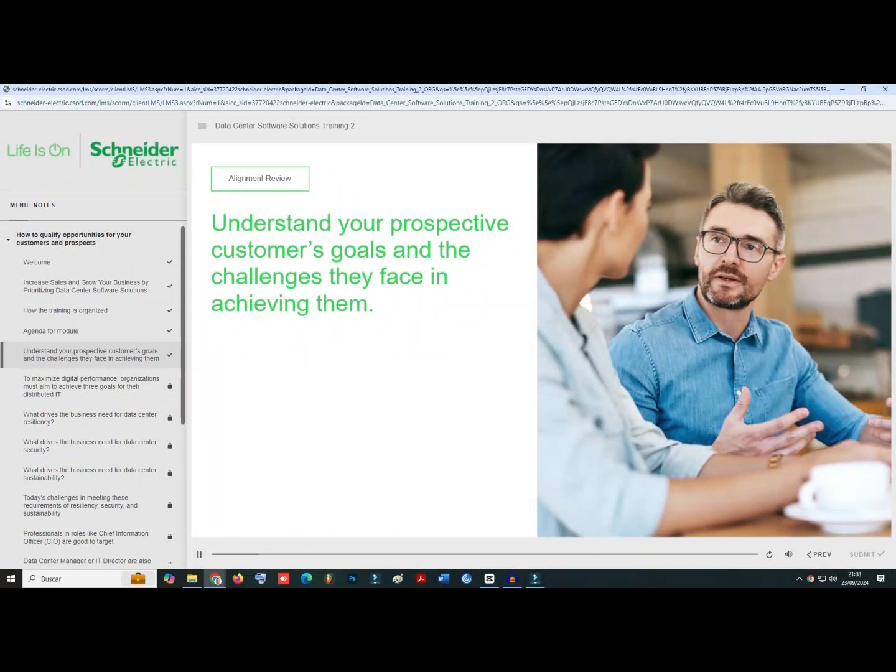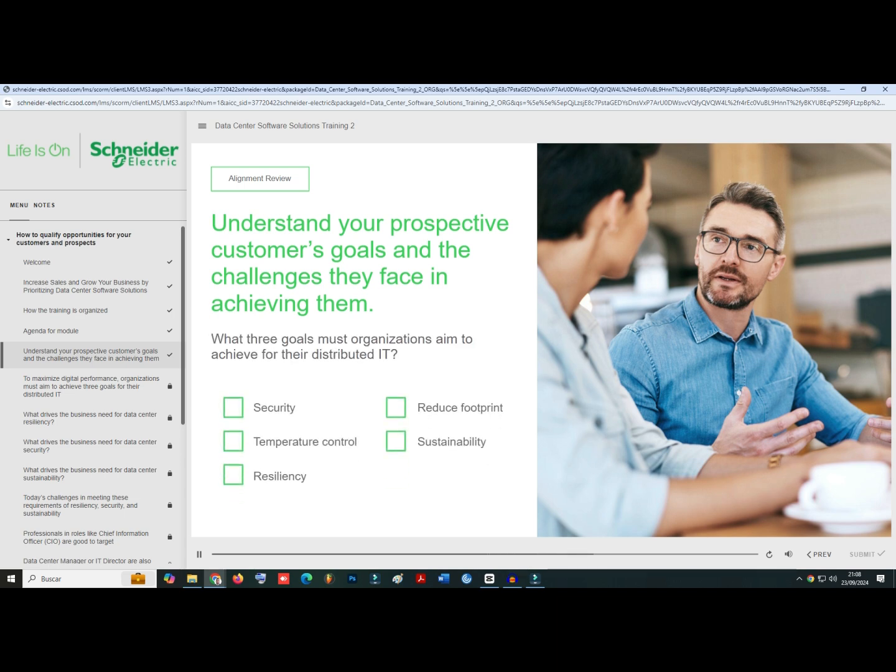As in any sales process, the first step is to understand your prospective customers' goals and the challenges they face in trying to achieve them. In this short exercise, select the 3 most important goals an organization should aim to achieve for their distributed IT.